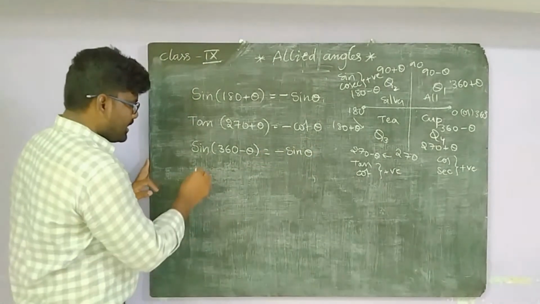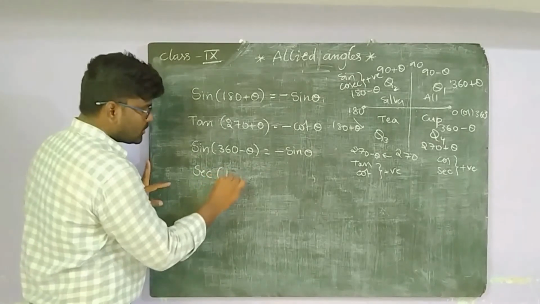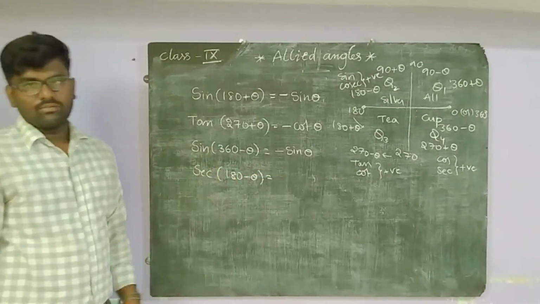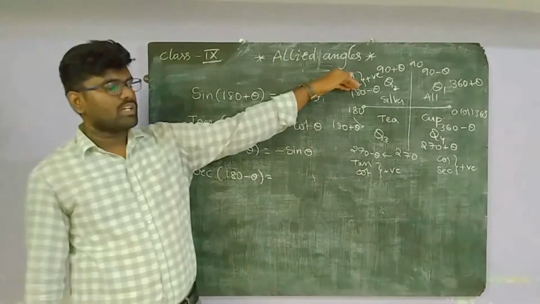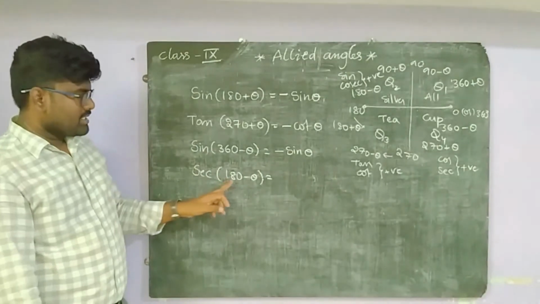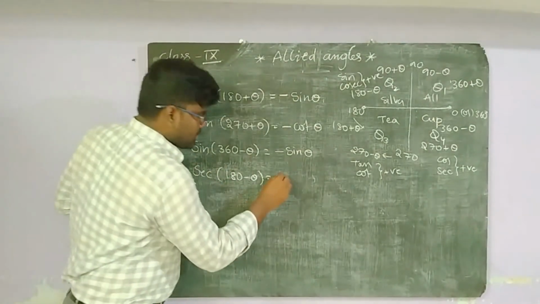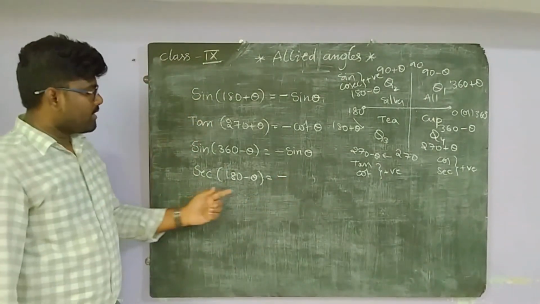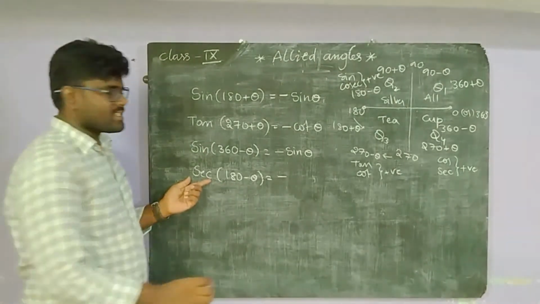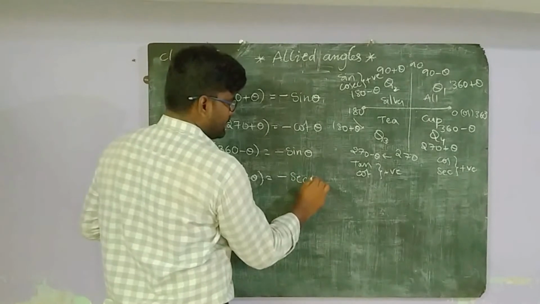In the same way, we want secant(180 minus theta). 180 minus theta means second quadrant. In the second quadrant, what are positive? Sin and cosecant are positive, which means secant is negative. 180 is an even multiple of 90 and the trigonometric function doesn't change. The answer is minus secant theta.